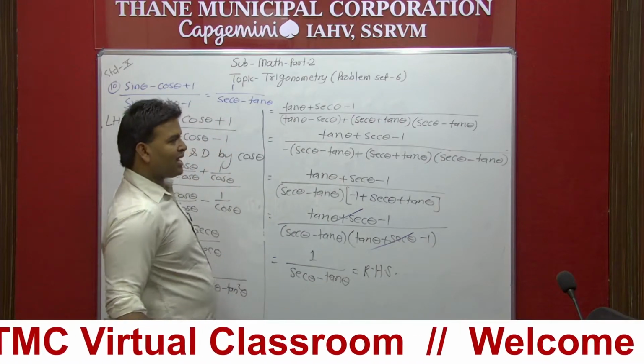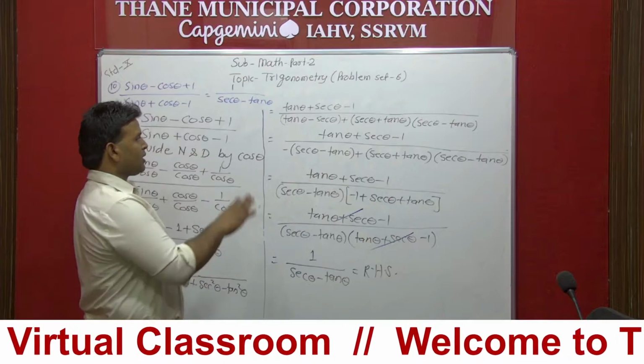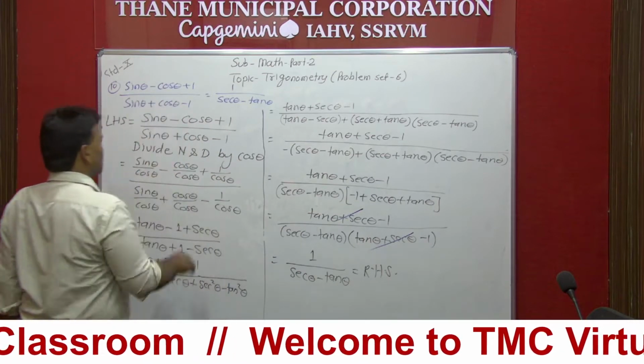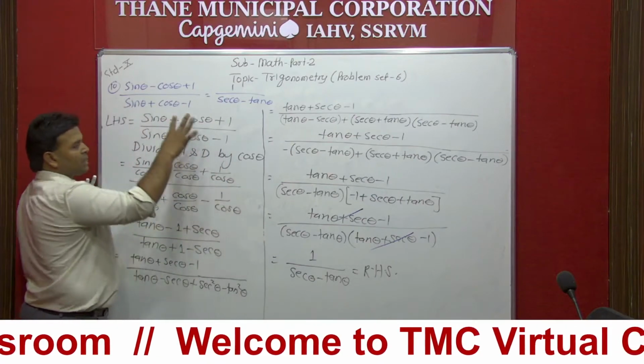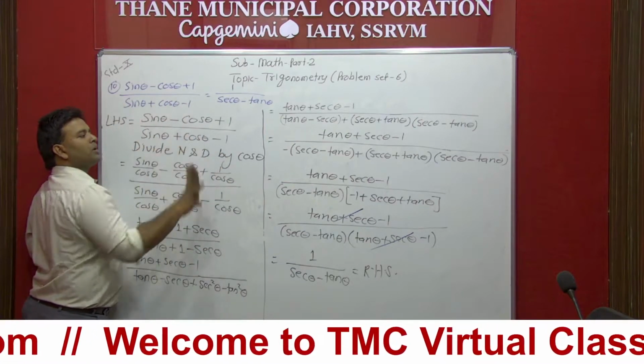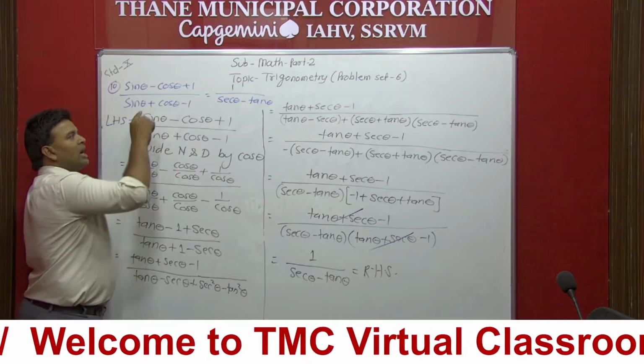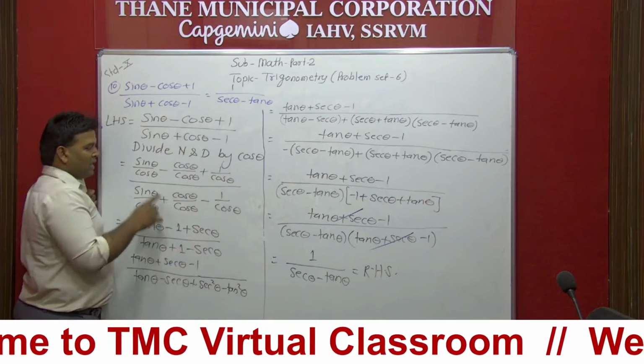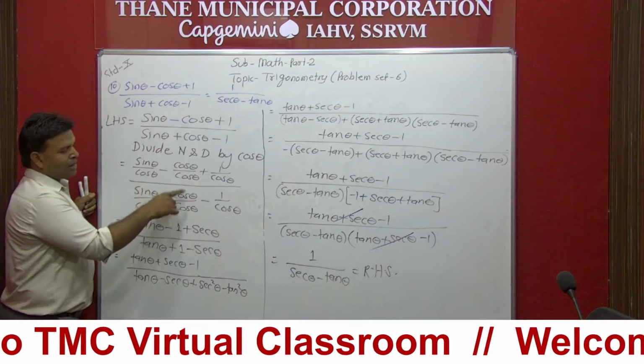This question will be asked for 4 marks. This is one of the most important questions, so let us go through the question. What about the most important step here? This is the most important step here. What I have done, I have divided numerator and denominator by cos theta.